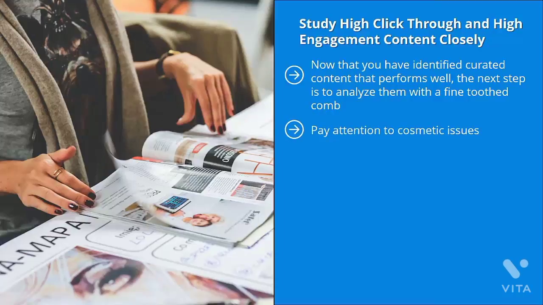Pay attention to cosmetic issues. People do judge a book by its cover, and blog posts and articles are no different. How are these materials formatted? Do they have big pictures? Do they have header pictures? Do they use diagrams? What are they doing exactly?